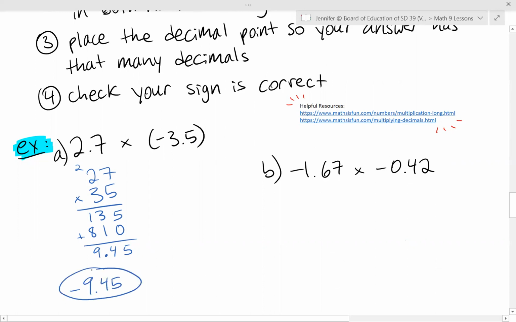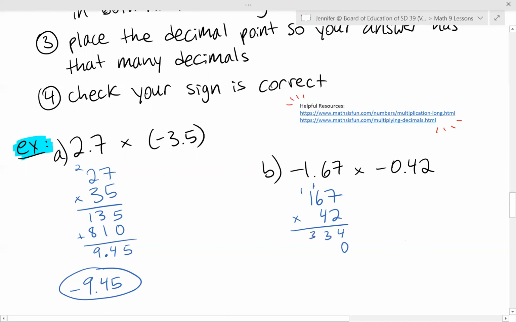There you go. Okay, we'll try one more. So at the beginning, I'm going to ignore the decimals. I'm going to ignore the negative signs. So this is actually 167 times 42. So that gives us 14, carry the 1. 6 times 2 is 12, plus 1 is 13. 2 times 1 is 2, plus 1 is 3.